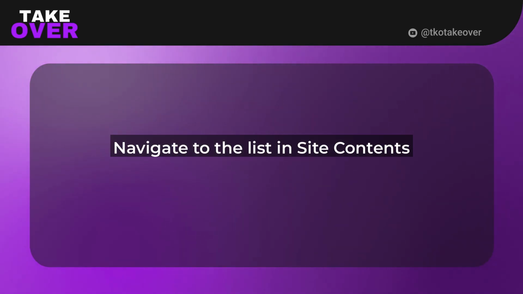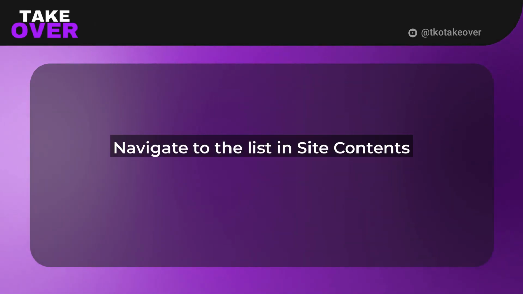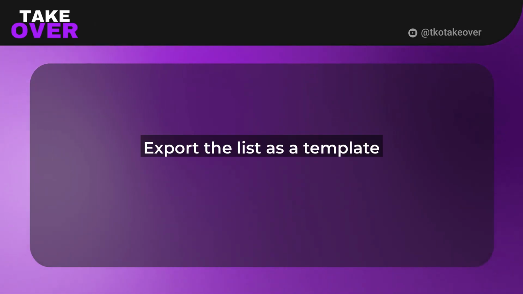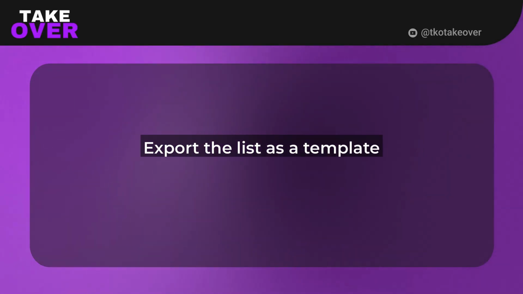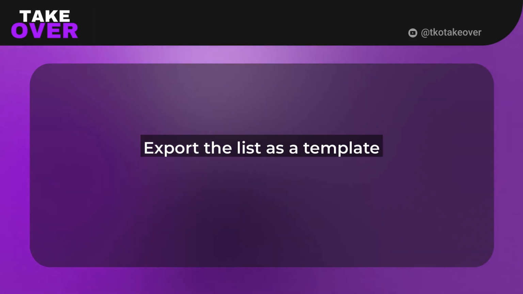Step 2. Once you're in the list, go to the Settings menu. Look for the Save List as Template option under List Settings. This creates a template file that you can download. If you're comfortable with advanced tools, you could use PowerShell commands for a more customized export, but we'll stick to the basics here.